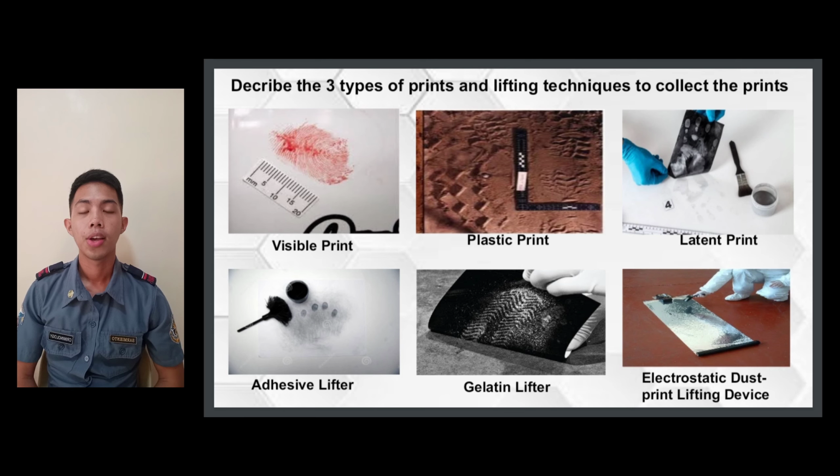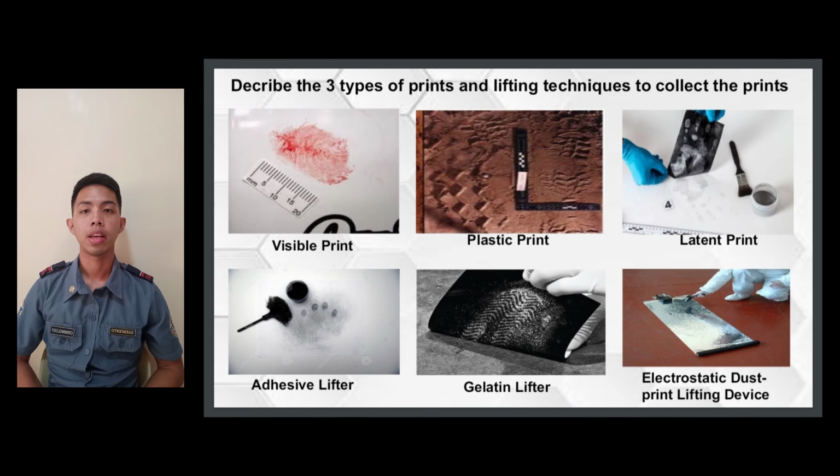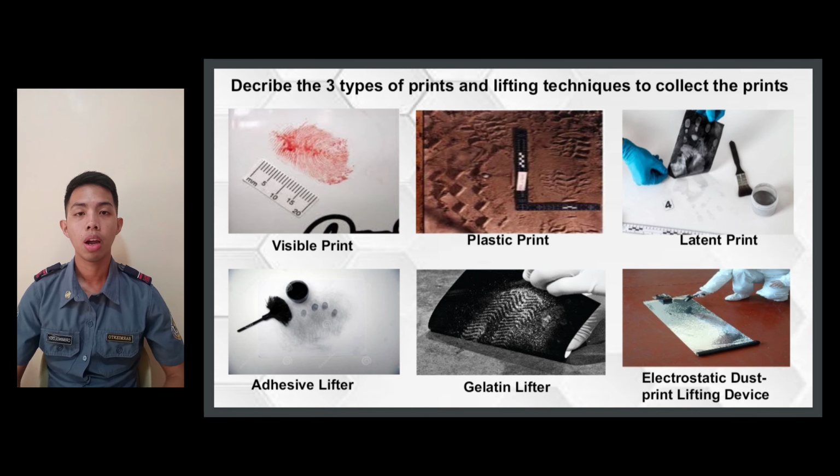Okay, third slide. Describe the three types of prints and lifting techniques to collect the prints. Prints are divided into three types: visible, plastic, and latent. Visible prints are formed when blood, dirt, ink, or paint is transferred from a finger or thumb to a surface. Visible prints can be found on a wide variety of surfaces, smooth or rough, porous such as paper, cloth, or wood, or non-porous such as metal, glass, or plastic.